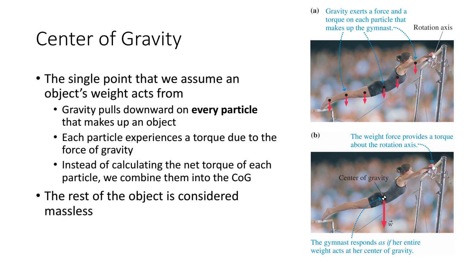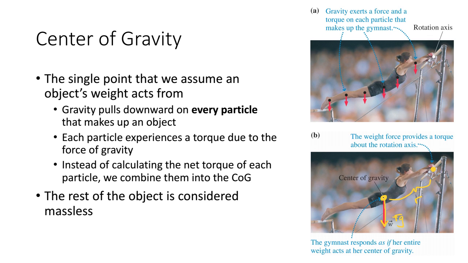If we were measuring the torque acting on this gymnast right here, we know that torque equals force times radius. So the force would be the force of gravity acting on them from their center of gravity. And the radius would be the distance from here to here, as measured from the point of rotation.